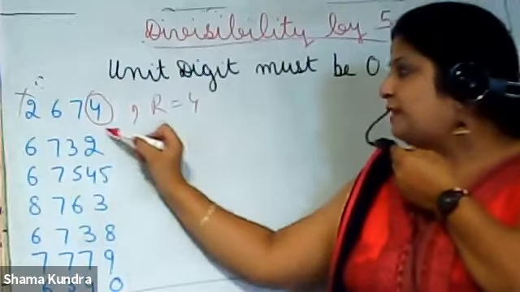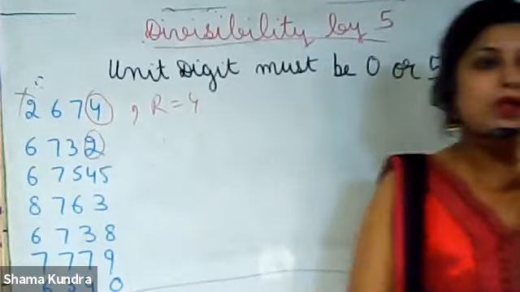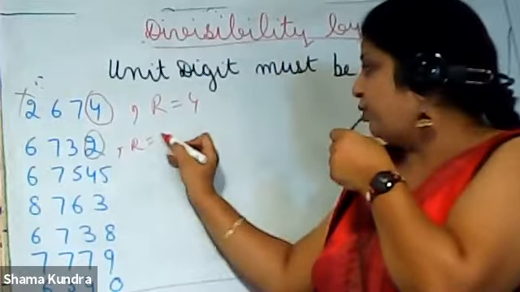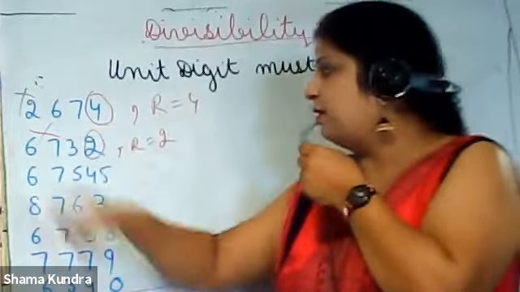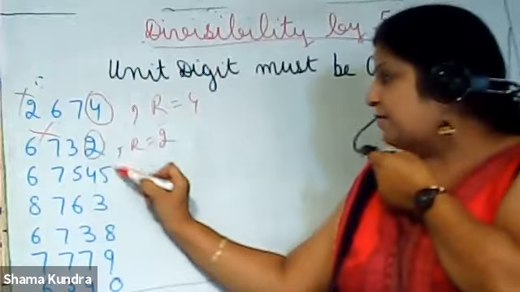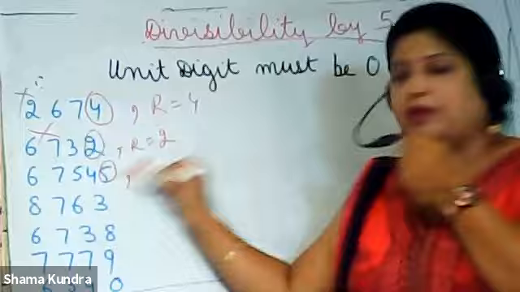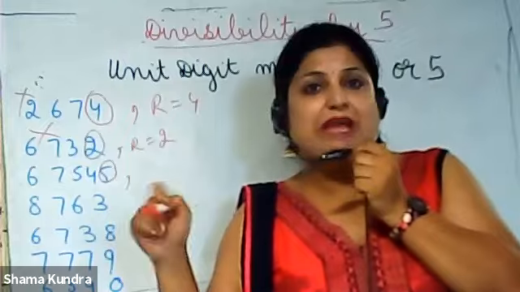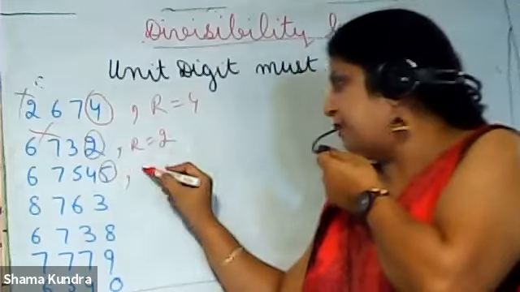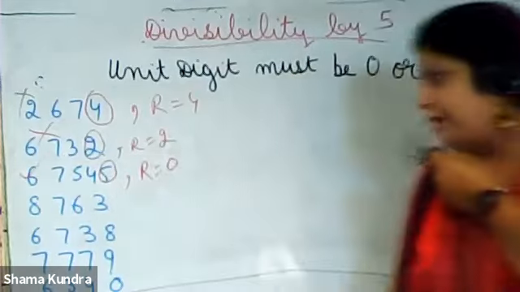In the second example, the unit digit is neither 0 nor 5. Here the remainder will be 2. So the given number is not divisible by 5. See the next example, the unit digit is 5. If the unit digit is either 5 or 0, the given number is divisible by 5. So this number is divisible by 5, the remainder is 0.